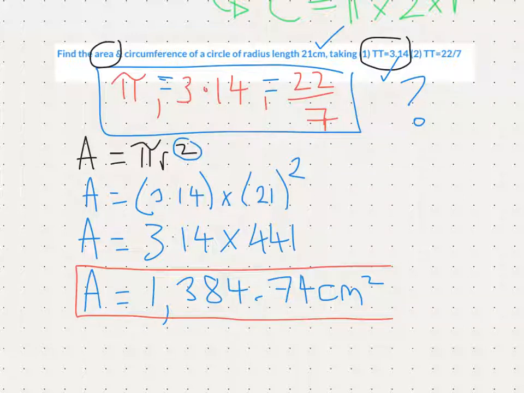It's really important to include your units in your maths and in your science. So anytime you're doing a calculation, try to show the units. And if there are no units, so let's pretend in this question they didn't give us 21 centimetres, maybe it just said 21, then instead of writing 21 centimetres squared on your answer, we would have written the answer as 1,384.74 units squared, okay? Now let's get rid of that.